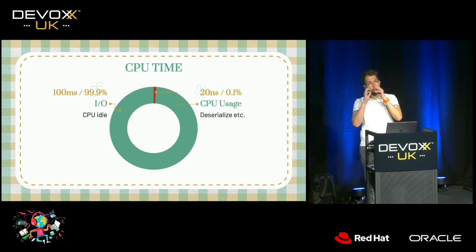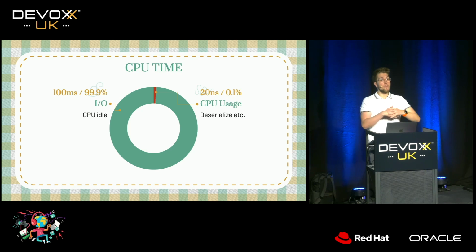And this short time which it actually needs the CPU is way less than 1%. It's like 0.1%. It needs the CPU only for serialization and deserialization of our request and response. This is why we need to have many threads, so that every time the CPU is available, it's also used, right?